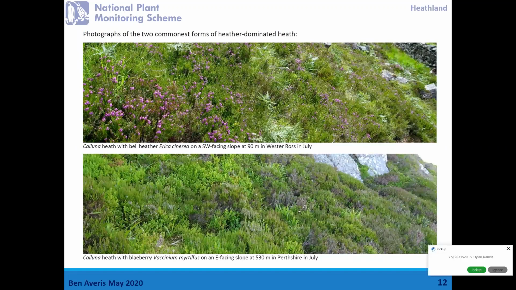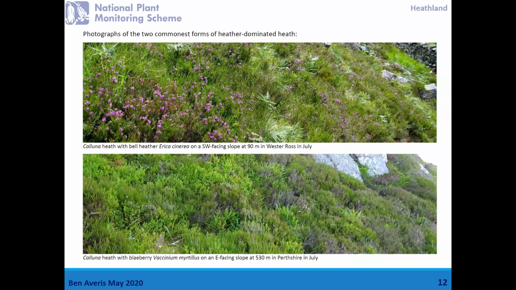These are heaths with a lot of heather in them. Heather is dominant, actually, in both of these examples of dry heath. The one on the top has got a lot of bell heather. That's my warm heath. The one at the bottom has a lot of bilberry. I can't see any bell heather in it. It's a cooler heath, in a cooler place, higher up, and on a slope that's facing east, a rather cooler aspect than southwest.